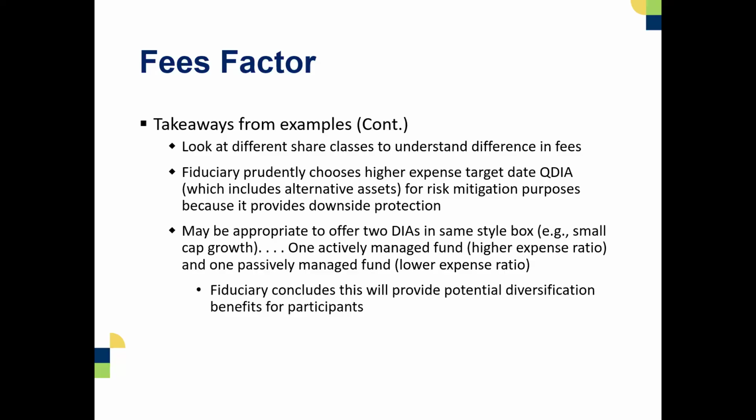There's another example there where the fiduciary decides it's going to offer 2 different designated investment alternatives in the same style box. Let's say we're looking at small cap growth funds, and our fiduciary decides it's going to offer one actively managed small cap growth fund with a higher expense ratio and one passively managed small cap growth fund that has a lower expense ratio.